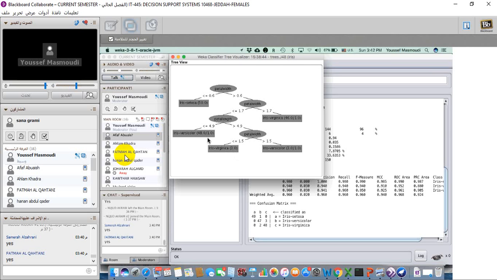Thank you so much, Samira. This is the decision tree that the algorithm produced for us. Thank you Samira, thank you so much.